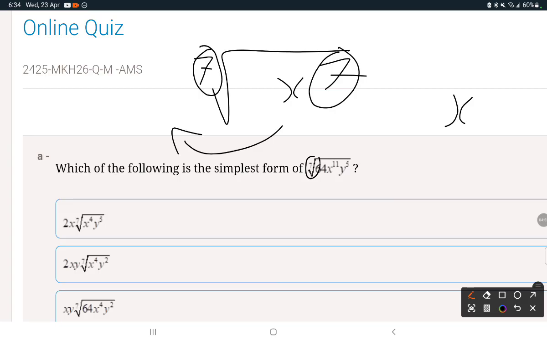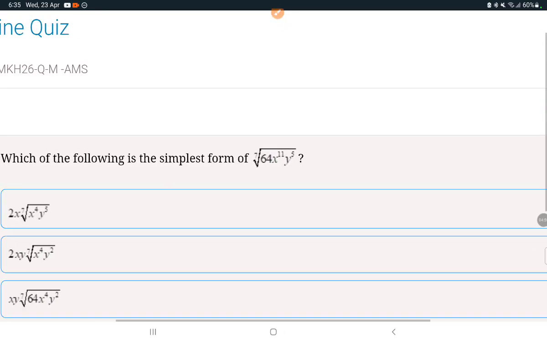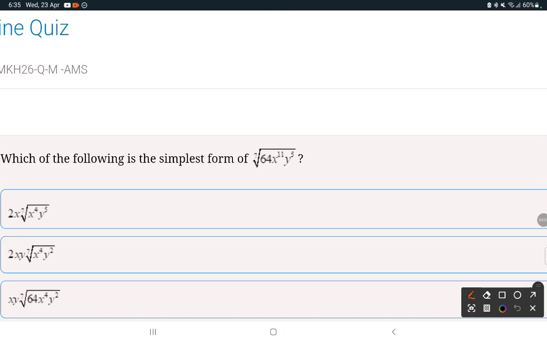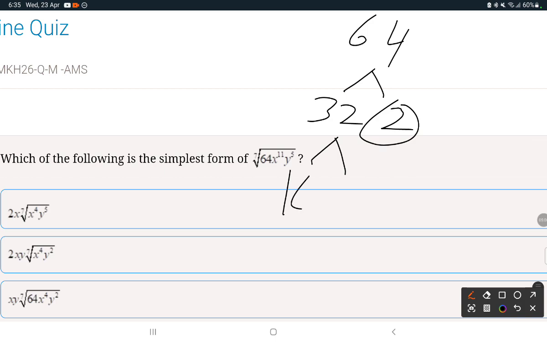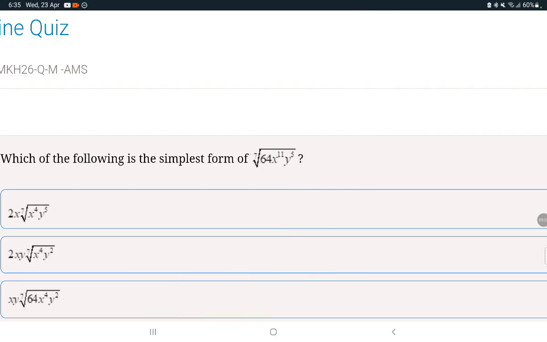Okay, so back to this question. First of all, we have to prime factorize. So 64, 32 and 2, 16 and 2. Okay, so we have 2 squared, 2 to the power of 4, 2 to the power of 6.